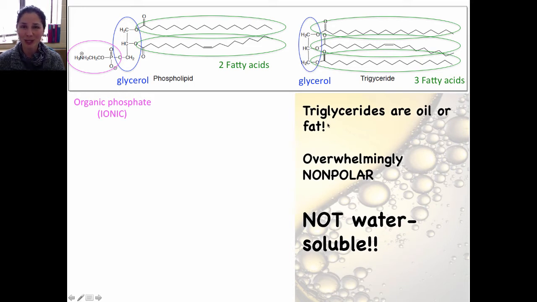You should know this from experience. And if you don't, go to the dining hall and try to dump some oil into your water glass and see if they mix together.